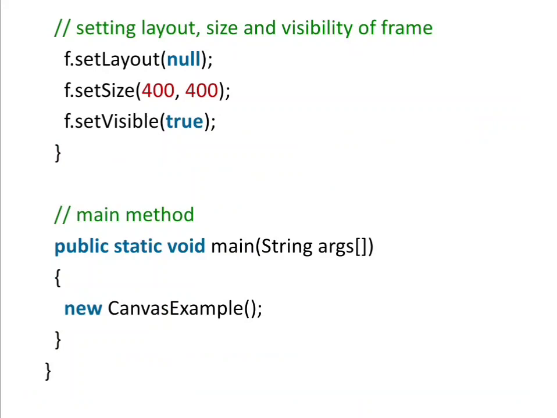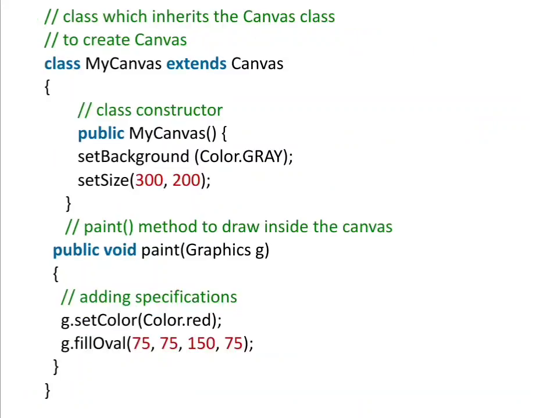Then we get the output: the frame including the canvas with a gray background and an oval shape of red color. This is the output for the canvas. Then the next one is scroll bar. The object of the ScrollBar class is used to add horizontal and vertical scroll bars.